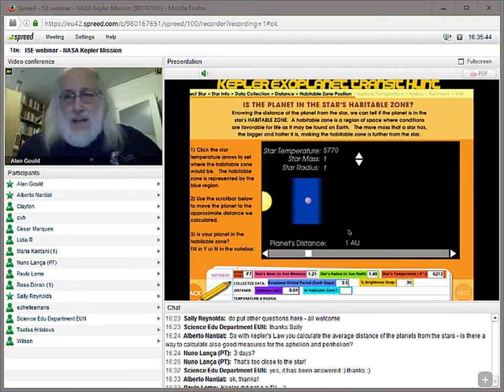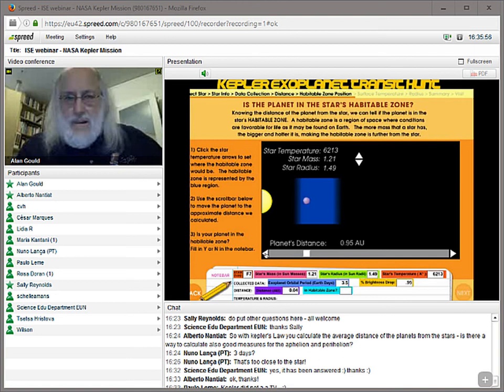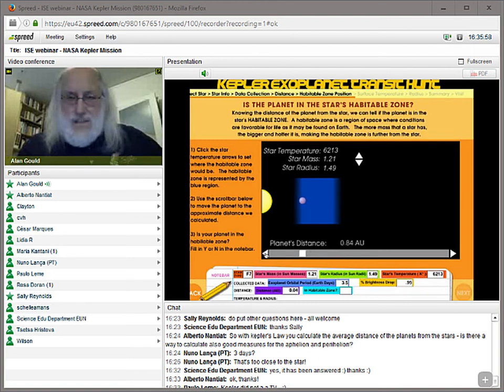Okay, then the next screen is to figure out if it's in the habitable zone. Now here, we need to adjust the star temperature to the actual star temperature, which in this case is 6,213 Kelvin. And we also need to move the distance bar. And that's moving kind of slow, so let's just drag it, and that's where the planet is. The blue zone is the habitable zone, and I can tell right now that it is not in the habitable zone. So we have to put a no in the note bar under habitable zone.